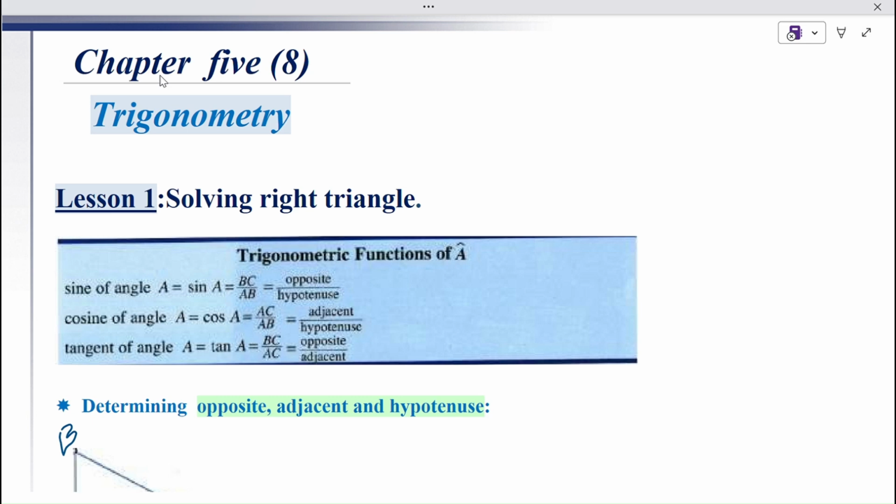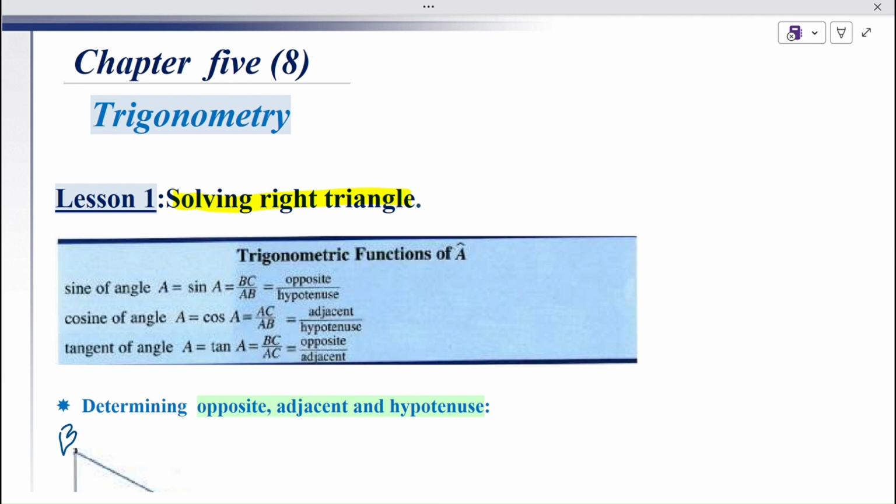Hello guys, this is the first lesson in chapter 8, about trigonometric functions. The first lesson is about solving right triangles. A right triangle is one of the kinds of triangle. We have some trigonometric functions. The first one is called sine.